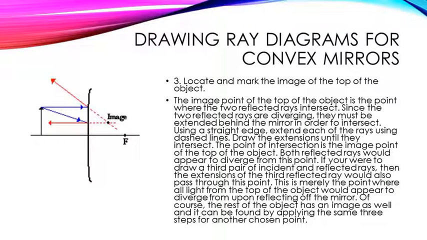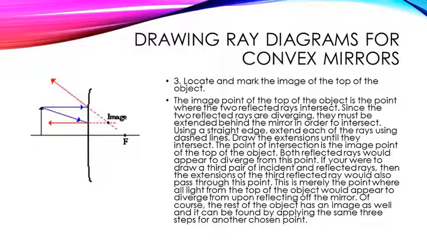Locate and mark the image of the top of the object. The image point of the top of the object is the point where the two reflected rays intersect. Since the two reflected rays are diverging, they must be extended behind the mirror in order to intersect. Use a straight edge to extend each of the rays using dashed lines. Draw the extension until they intersect. The point of intersection is the image point of the top of the object. Both reflected rays would appear to diverge from this point.